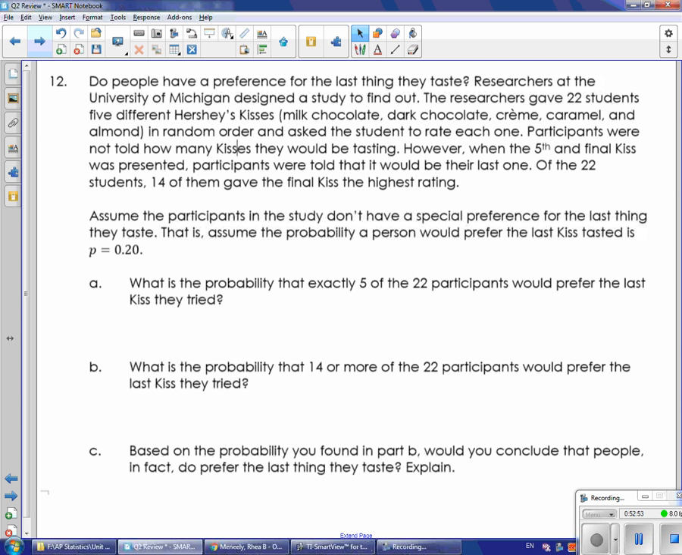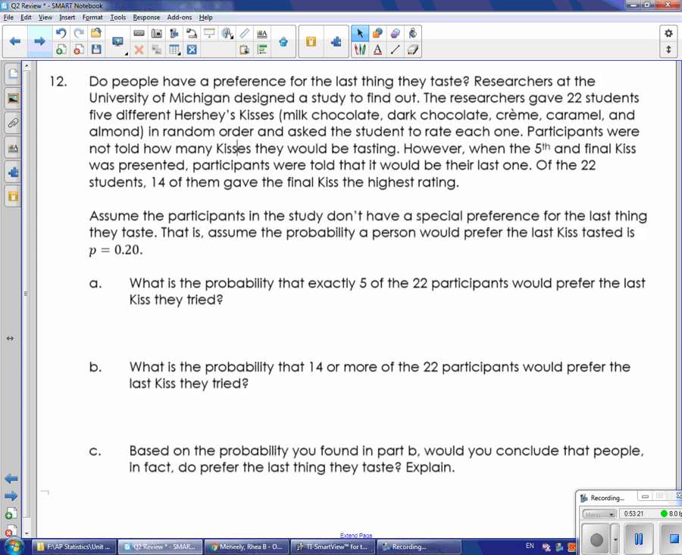Of the 22 students, 14 of them gave the final kiss as the highest rating. So assume the participants in the study don't have a special preference for the last thing they taste. That is, assume the probability a person would prefer the last kiss, regardless of what it was, would be 20%. We can assume independence here between the people. What is the probability that exactly 5 of the 22 participants would prefer the last kiss they taste?